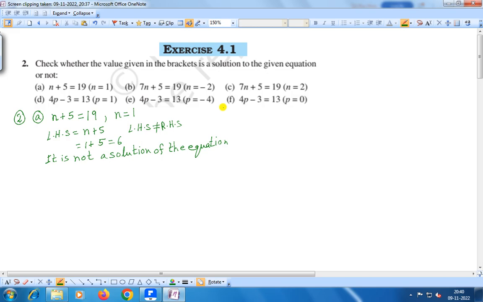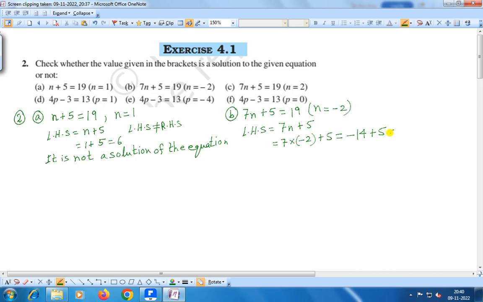Now, question number 2b. 2b is 7n plus 5 is equal to 19, and the value of n is equal to minus 2. Now, left hand side is equal to 7n plus 5. The value of n is minus 2, so 7 times minus 2 plus 5. That gives us minus 14 plus 5.